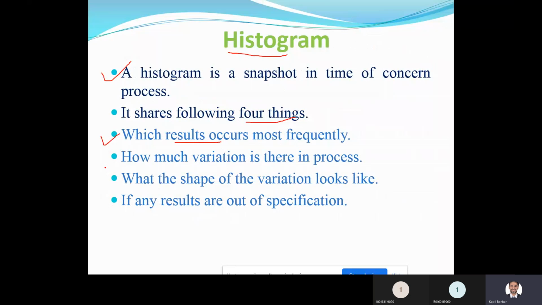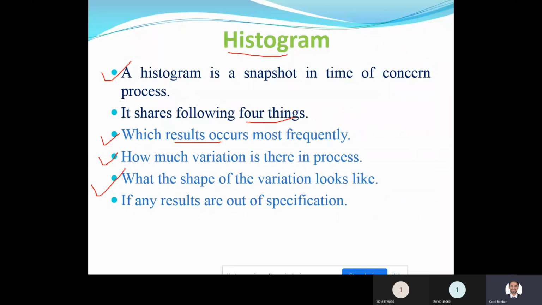Second is how much variation there is in the process, meaning from the starting to the ending point of the process, how much variation there is. You can get that information about variations, meaning which event occurs most frequently and which event occurs less frequently. The variation between these two events is known as variation. So you can collect information about these variations from the different events.